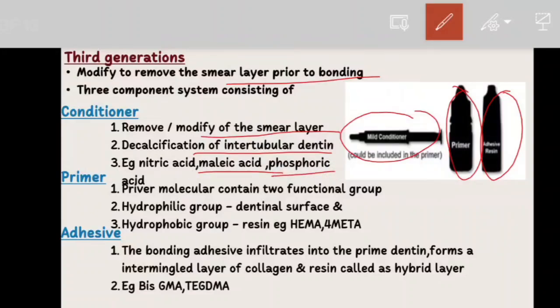Now the second one is primer. Primer has hydrophilic and hydrophobic groups. Examples are HEMA and 4-META. Third one is adhesive. Adhesive forms the hybrid layer. The bonding adhesive infiltrates into the primed dentine and forms an intermingled layer of collagen and resin called a hybrid layer. Examples of adhesive are Bis-GMA and TEGDMA.